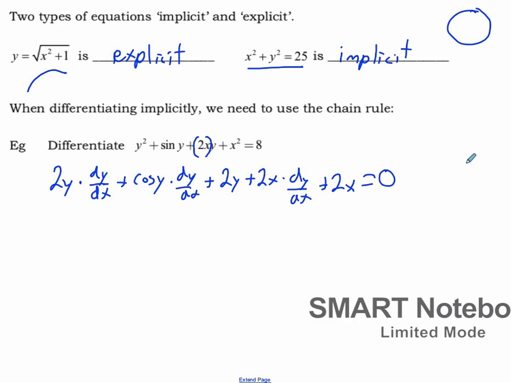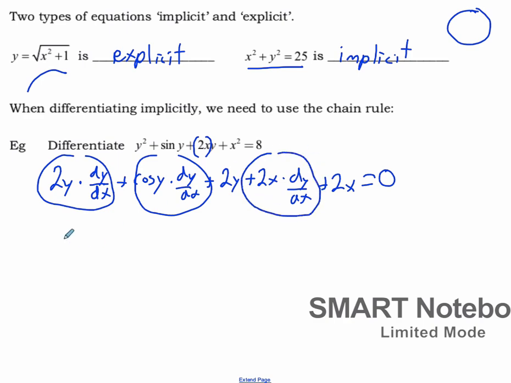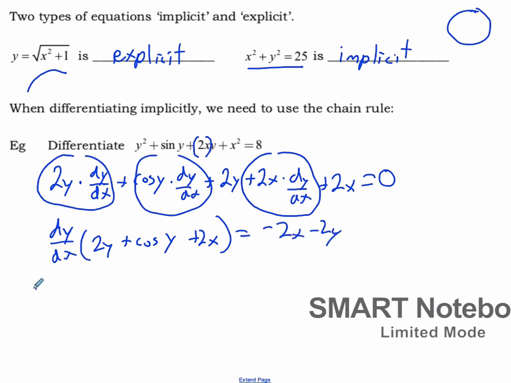Okay, so in some cases we just want to leave our answer like this. In some cases you actually want to solve for dy/dx. And we do that by factoring out dy/dx from all the terms in which it occurs. Okay, so we have 3 terms with dy/dx. So we're going to factor out dy/dx. And we have (2y + cos y + 2x). Bring the other terms to the other side, that equals negative 2x minus 2y. And then we can just divide, so we have dy/dx equals (−2x − 2y) over (2y + cos y + 2x).